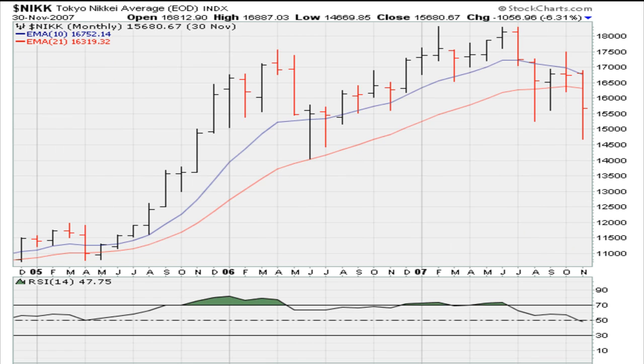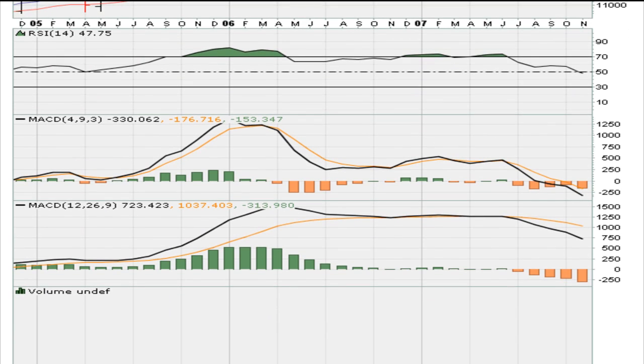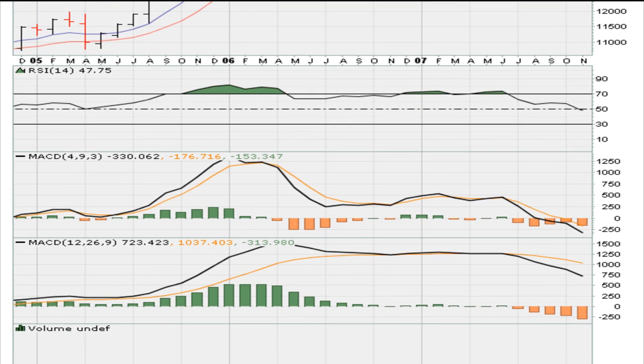Sticking with the Japanese market, we are looking here now in 2007, and we are making a move to 3-year lows in November 2007. That's a serious sell signal, and don't forget that we are also moving below 50 on the monthly RSI. Let's take a look at what the MACDs were doing at that time, and you can see that, man, that was a serious sell signal, because one of the MACDs was already trading at 3-year lows and was also pushing below zero.